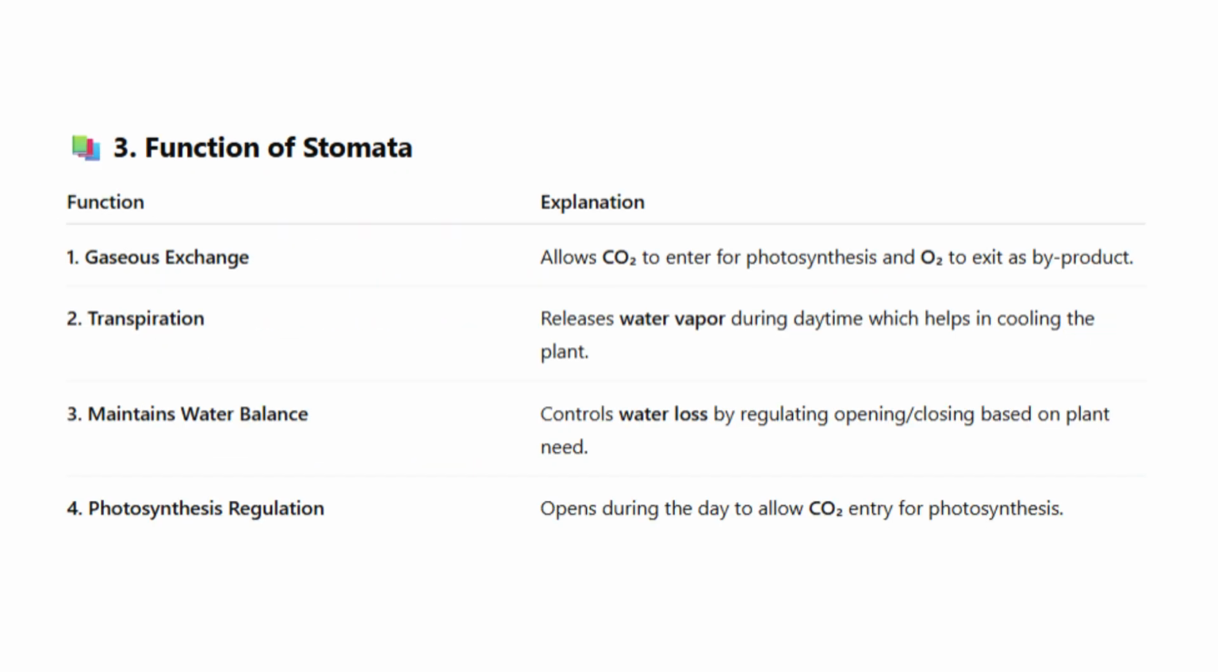3. Function of stomata. 1. Gaseous exchange: allows CO2 to enter for photosynthesis and O2 to exit as a byproduct. 2. Transpiration: releases water vapor during daytime, which helps in cooling the plant. 3. Maintains water balance: controls water loss by regulating opening and closing based on plant need. 4. Photosynthesis regulation: opens during the day to allow CO2 entry for photosynthesis.